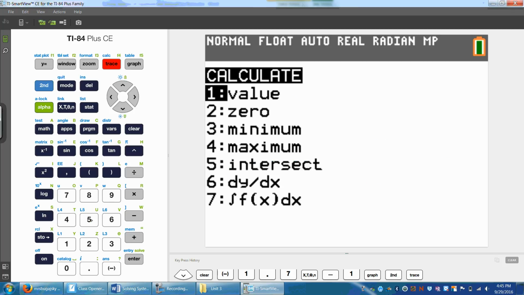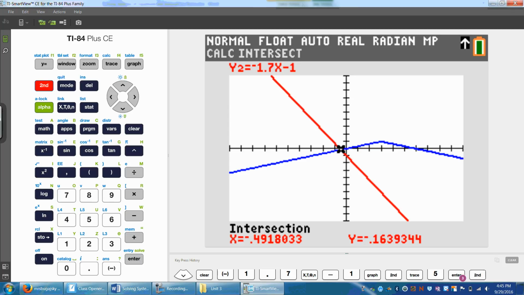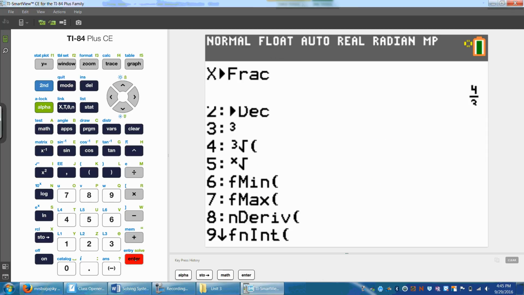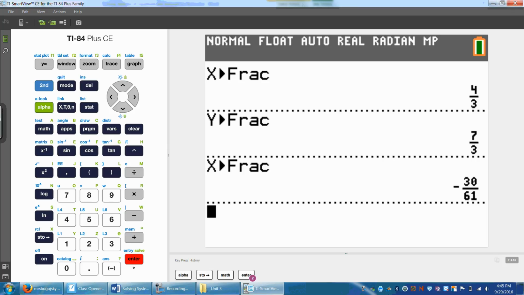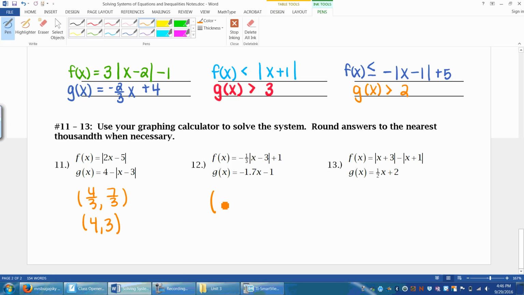Second trace, select number 5. My cursor's pretty close, I like that. I'm going to hit enter because it's on the blue one, enter because it's on the red one, and then have it guess. Again, I can go back to the main screen and do alpha x math, enter, enter. I can do alpha y math, enter, enter. And -30 over 61, -10 over 61.